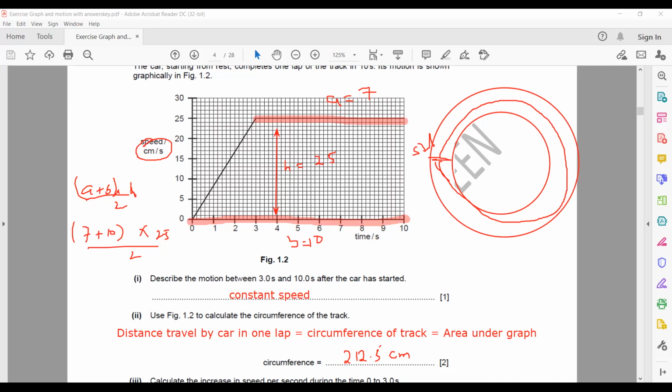Second part. In the second part of this question, we need the circumference of the track, because the car is moving on the track. So circumference is a distance when we move on the surface. So the distance traveled by the car is equal to the circumference of this track. 17 multiplied by 25, and then you have to divide by 2 as well. So when you divide by 2, it will come out as 212.5.